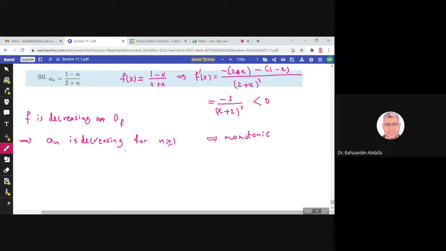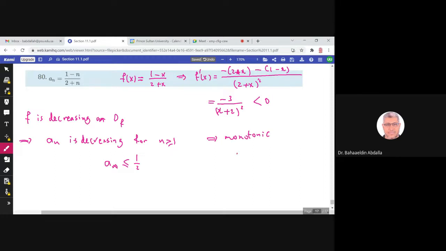Since it's decreasing, it's bounded above by its first term. The first term, if you put in 0, is half. Now the second term, if you put in 2, would be negative. And all the terms after that would be negative. So it's bounded above by half.